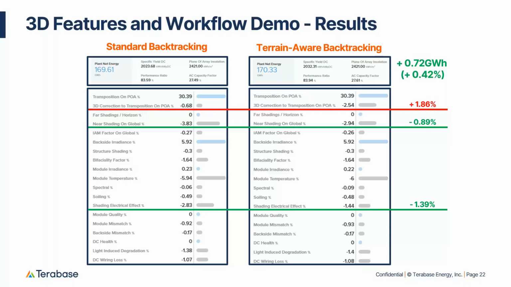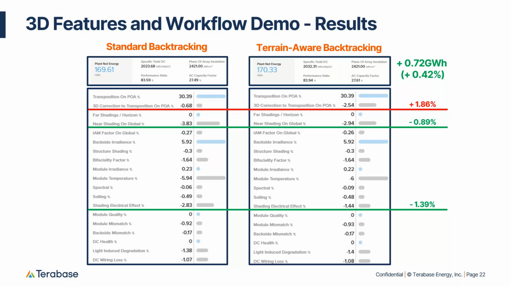Progress the slide. Okay. So this is the side-by-side comparison for the 3D cases that we were just looking at. Standard backtracking on the left, terrain-aware backtracking on the right. Comparing total energy yield, the terrain-aware case has increased energy by about 0.4%. But let's take a deeper look within the loss tree itself.